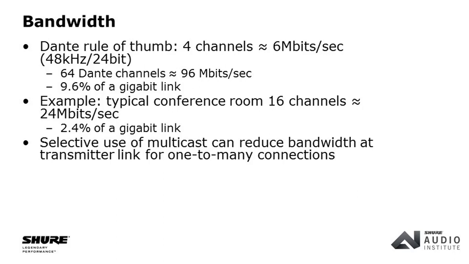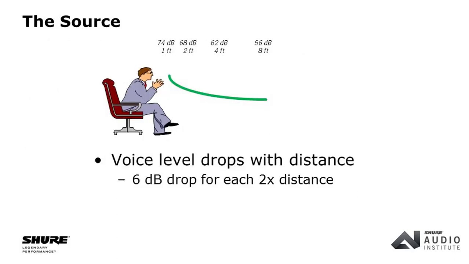So if there's ever any hesitancy to put Dante on your network because of, oh my God, all the traffic, it's going to be a nightmare, it really is kind of insignificant for the most part. And again, you can make use of multicast if you have these one-to-many connections.